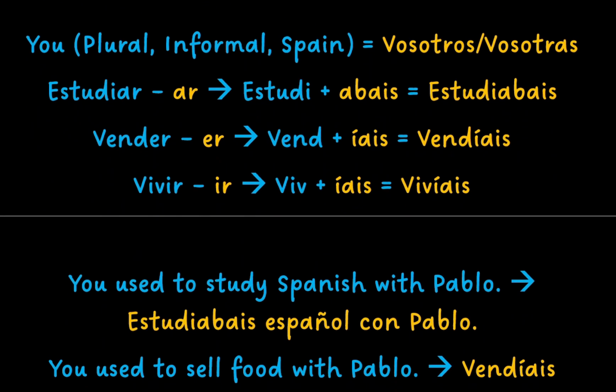You in Spanish when speaking to multiple people informally and in Spain is vosotros or vosotras. And to conjugate this, we drop the endings, and for estudiar, we add -abais. And for vender and vivir, we add -íais. So estudiar becomes estudiabais, vender becomes vendíais, and vivir becomes vivíais.